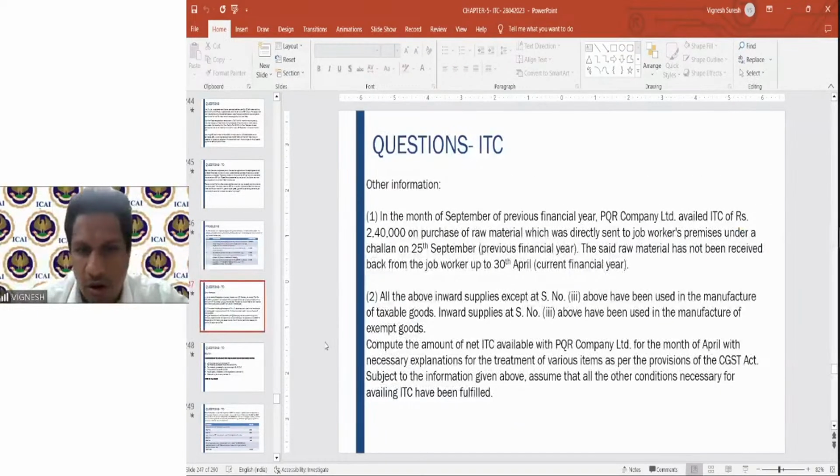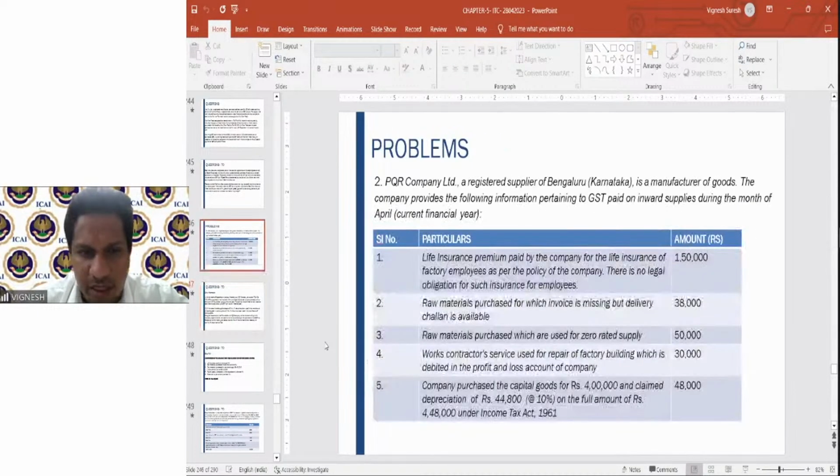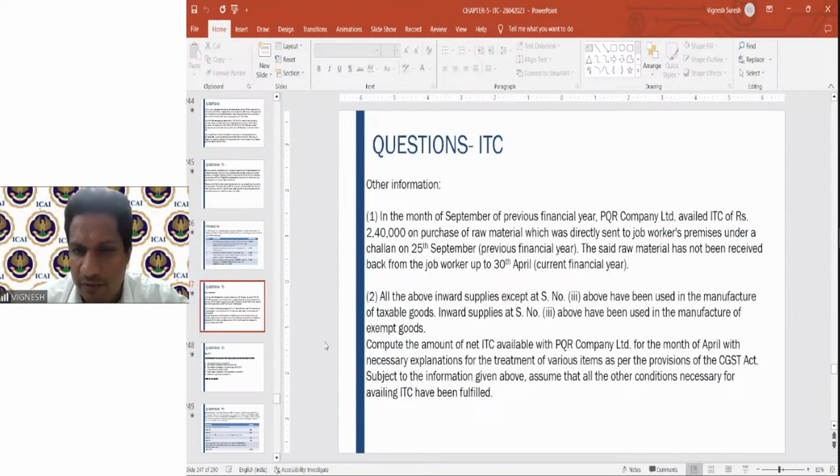All the above inward supplies except at serial number 3 above have been used in the manufacture of taxable goods. Inward supply at serial number 3 above has been used for the manufacture of exempt goods. Compute the amount of net ITC available with regard to PQR Limited for the month of April. Give necessary explanations for treatment of various items. Assume that all the other conditions have been fulfilled.